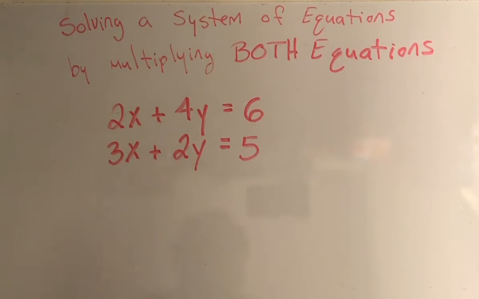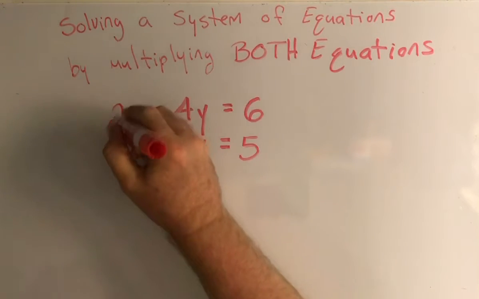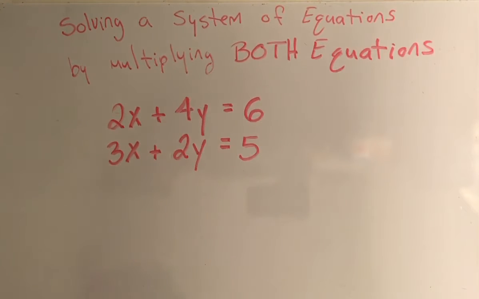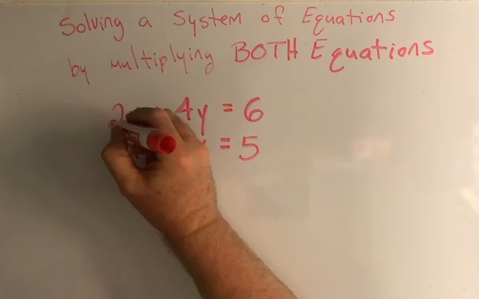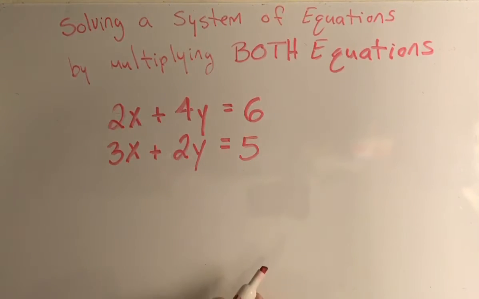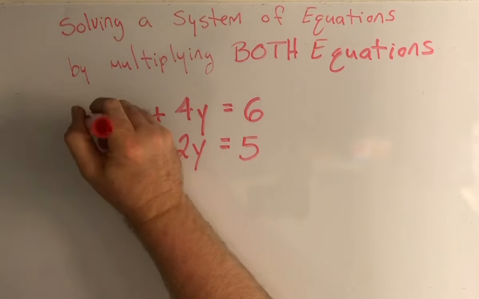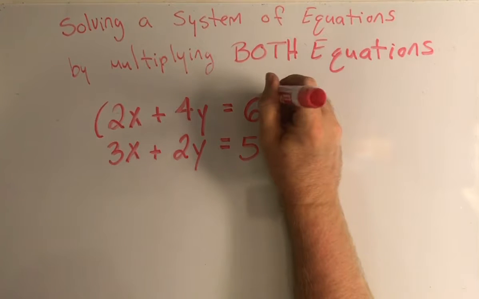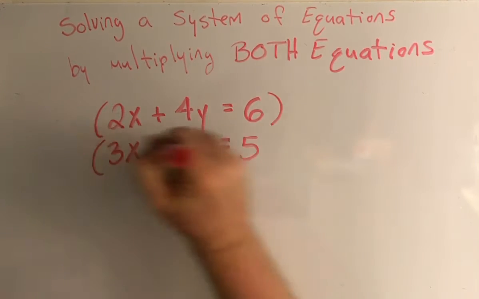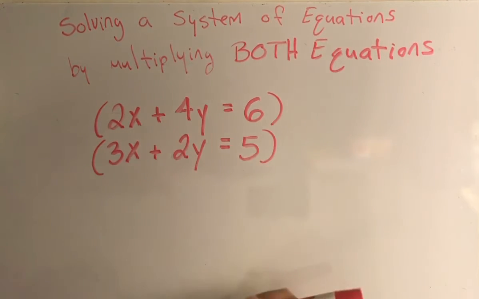Hey guys, today we are going to be solving a system of equations by multiplying both equations, okay? So the way I go about this is I want to cancel the x in my two equations, but 2x and 3x are not the opposite of one another. So in order to do that, I need to multiply both equations by something that's going to make them opposite of each other.